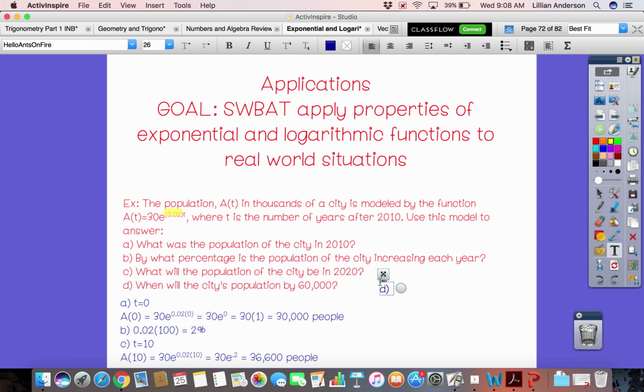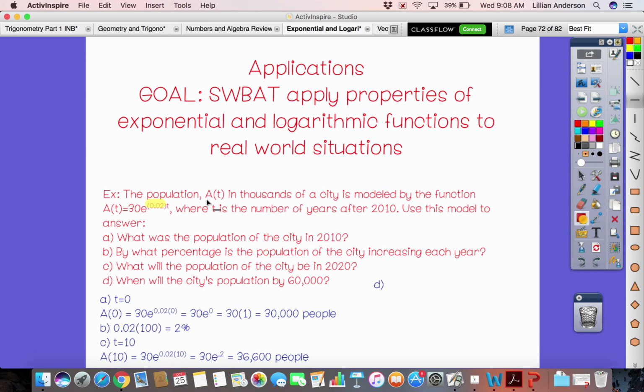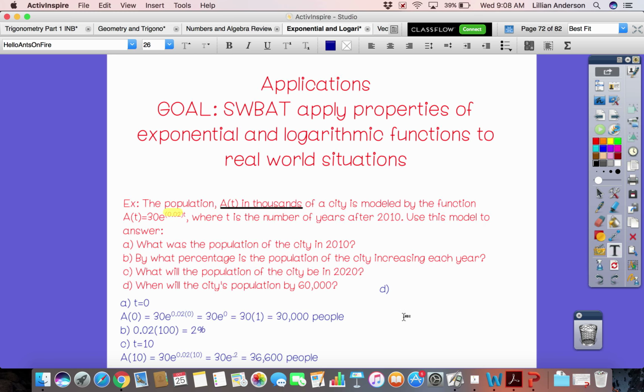Now for D, it's asking, when will the city be 60,000? Okay, so 60,000 people. When will it happen? You're actually looking for t. You're actually looking for the number of years. Okay, and so in order to figure this out, you're basically going to take the 60,000 and plug it in for A of t. But you have to be careful, because it says right here that A of t is in thousands. So when we go to plug in 60,000 for A of t, we're not actually going to plug in 60,000, but we're going to plug in 60, because again, A of t is in thousands. So that's going to be 60 equals 30e raised to the 0.02t.